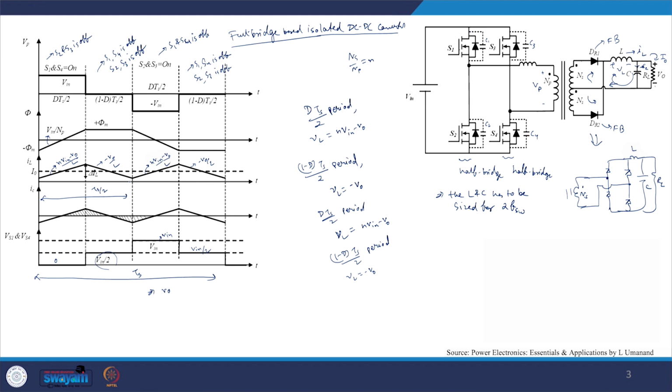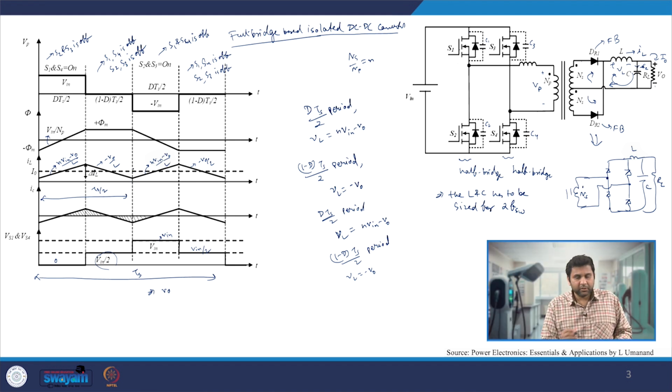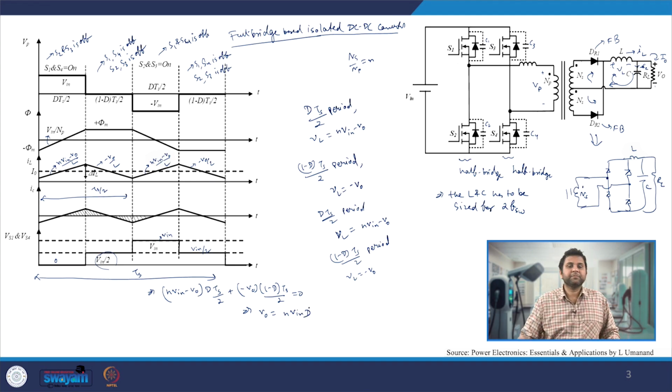Since the inductor current repeats itself after every TS by 2 period, we will now apply the volt second balance in TS by 2 period. So we can now write: V in minus V naught applied over dTs by 2 period, plus minus V naught applied over 1 minus d Ts by 2 period, equal to 0. That will give me V naught equal to n V in times D, which is what we got in case of forward as well as push pull converter.